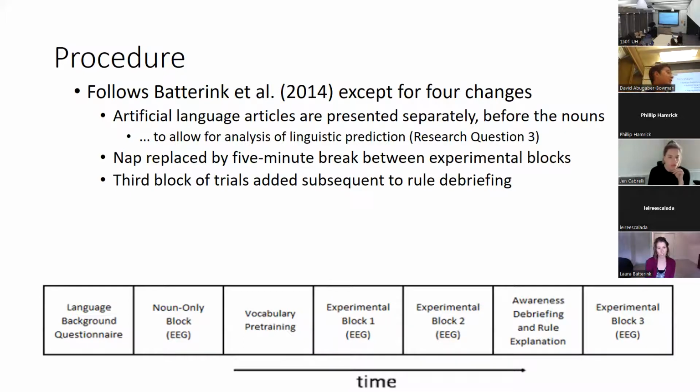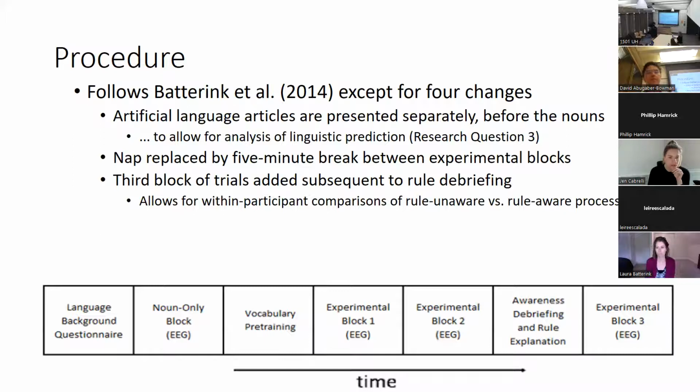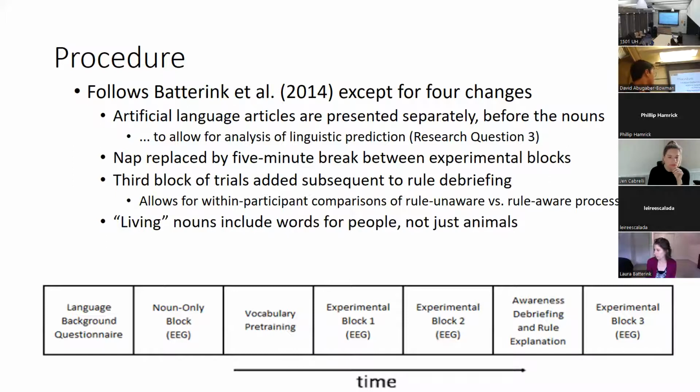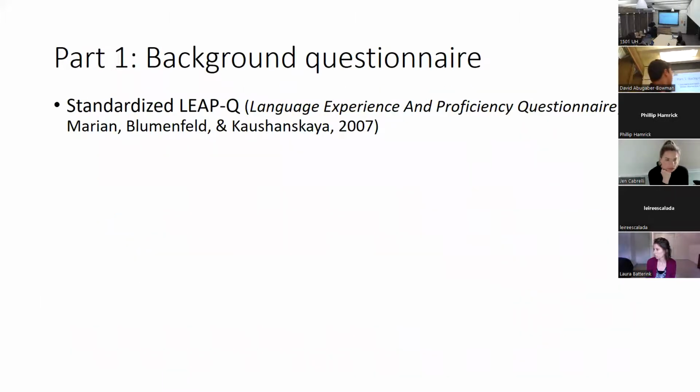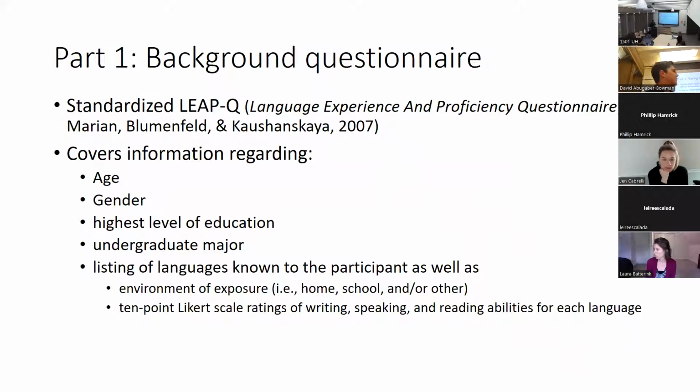The reason we added a third block of trials is that after we tell the participants the rule, we can have both rule-aware and rule-unaware data from the same participants, which allows for within-participant comparisons with higher statistical power. Also, our category of living nouns wasn't just non-human animals, as in Patterson 2014. We also included words for people like student or professor, so that's also considered a living thing. We needed to do this for two reasons. First, we needed more nouns for block 3 and for the noun-only block, which I'll talk about in a moment. Secondly, we wanted to balance animate and inanimate words in terms of factors like concreteness and imageability.